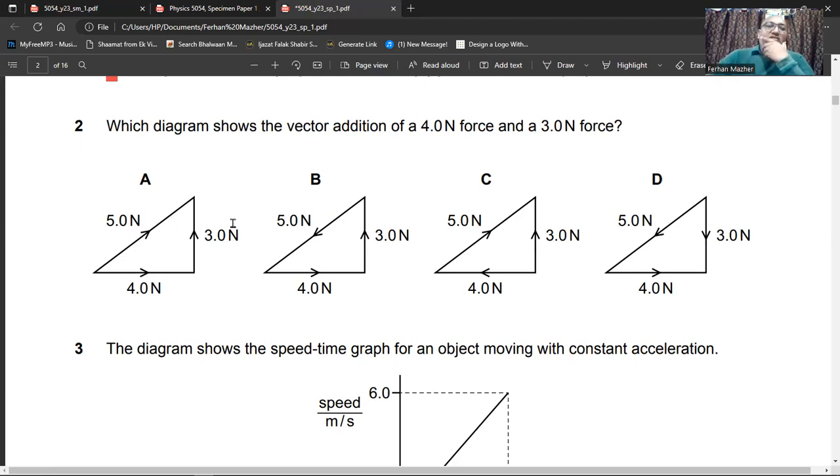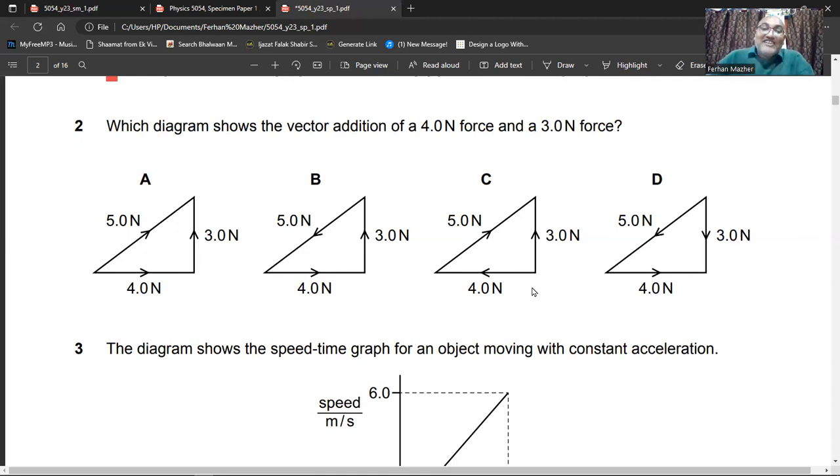Just leave A because A is the answer. Look at B. This is 4, and on its head he has put the tail of the second vector. Now the resultant he's showing is this. This is wrong, because the resultant is when you join the tail of the first vector with the head of the last vector. So this direction is not right, and B is not the answer. C is not the answer because you see 4 and 3, which are to be added by the triangular law.